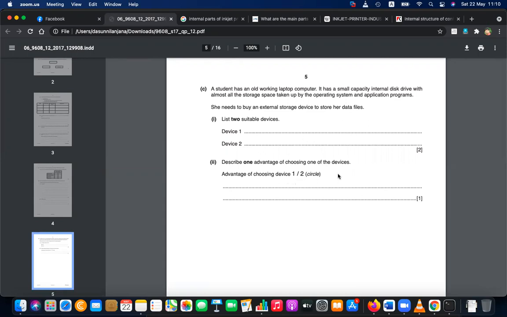Describe one advantage of choosing the device. Describe one advantage of choosing one of the devices. You can just tell choosing one. So select one and explain. So if she selects a pen drive, what is the advantage?